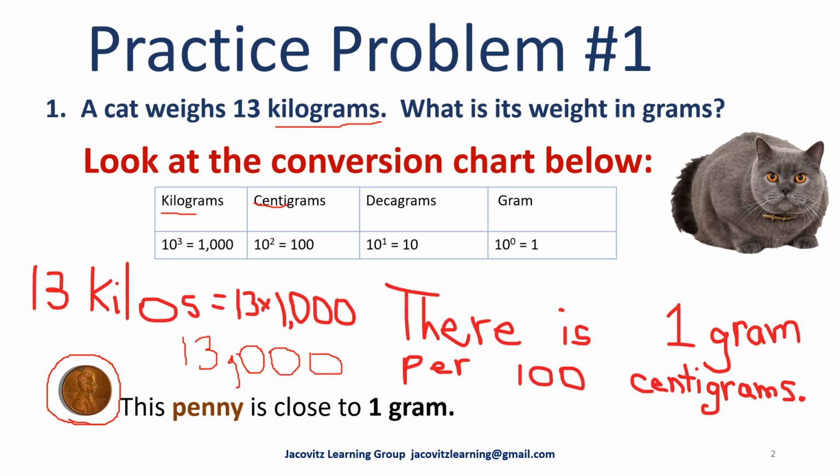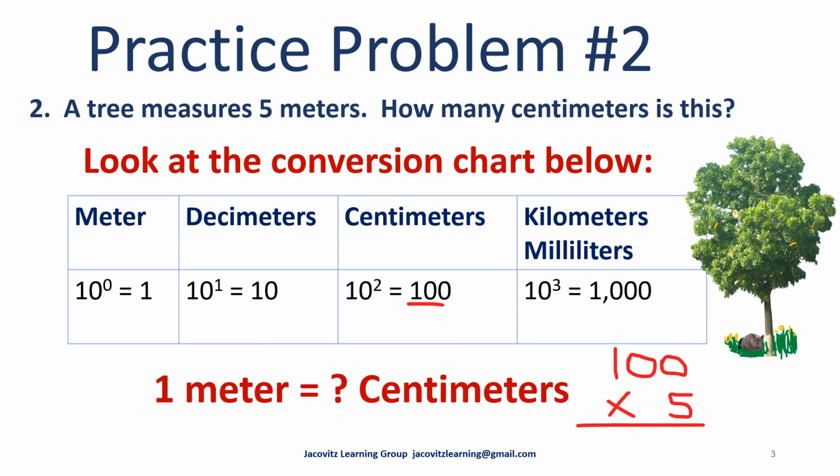Okay, so on to the next slide. A tree measures 5 meters. How many centimeters is this? Well, 1 meter is your basic unit. So you're going to take 1 meter and you're going to multiply it by what you see in the center. And remember, we said centimeters. So you do 100 times 5.